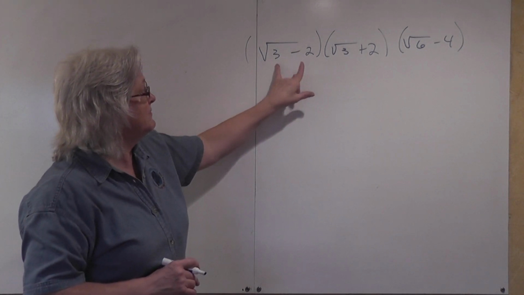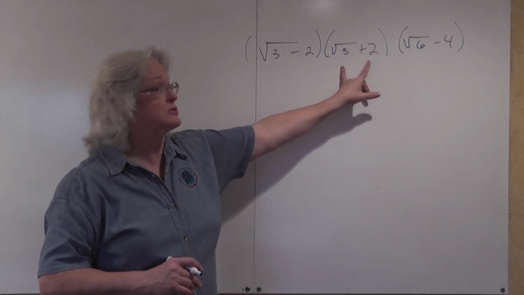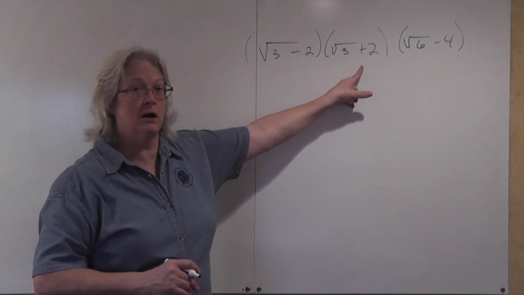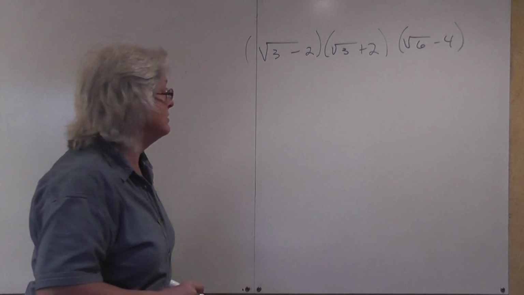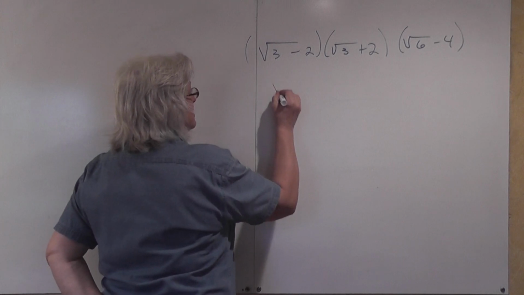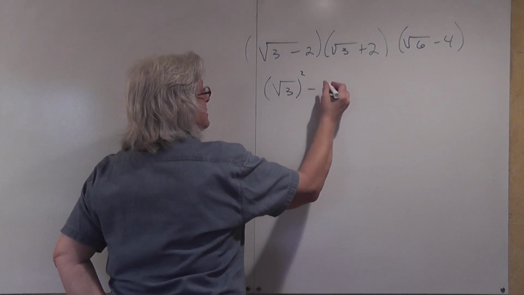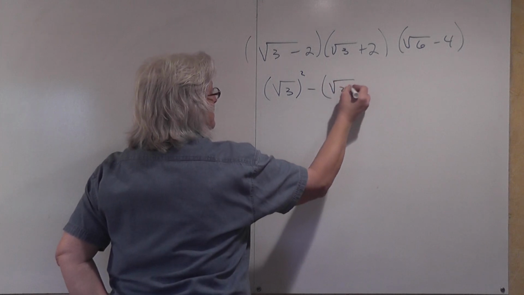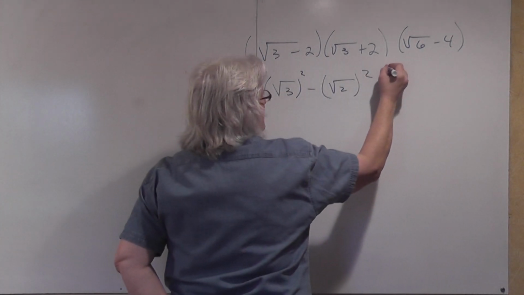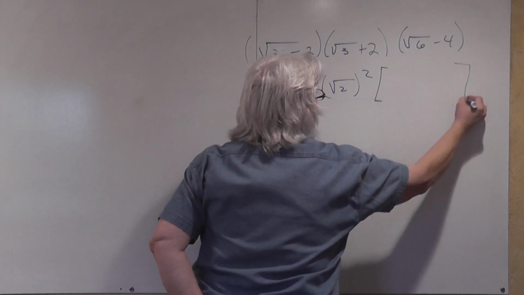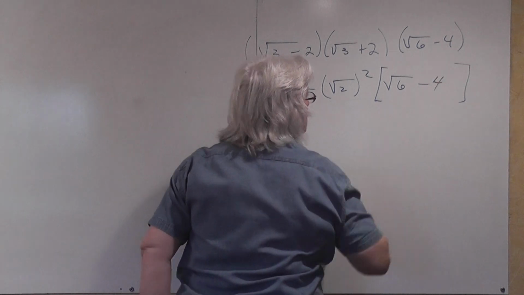The factored form of the difference of 2 squares. The terms inside these factors differ only by a sign. So the product of these 2, it's the square of the first term minus the square of the second term, still multiplying the square root of 6 minus 4.